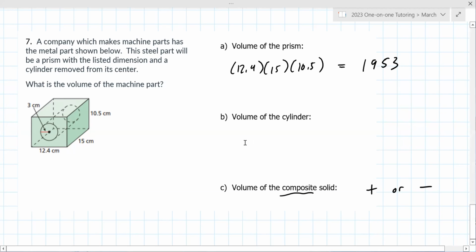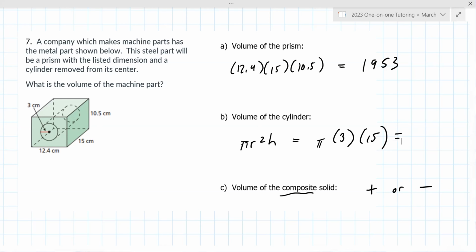So volume of the cylinder. Volume of the cylinder is pi r squared h. What is the r? What is the h? The r is 3 and the height is 15. Very good. So just because it's laying on its side, it's still got a height. Let's round that to 2 decimal places again.